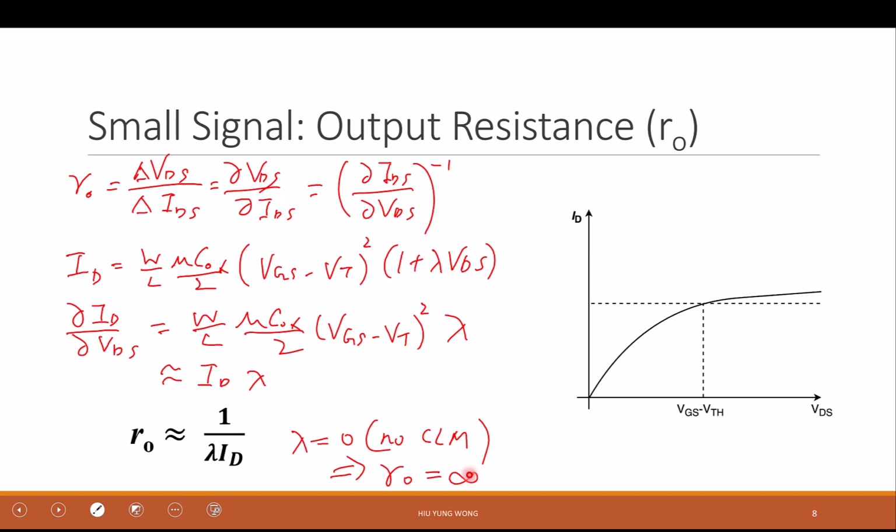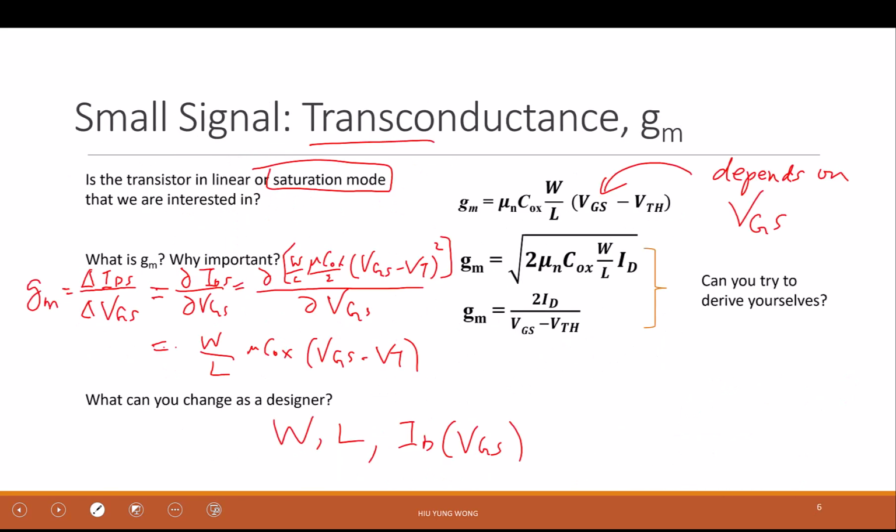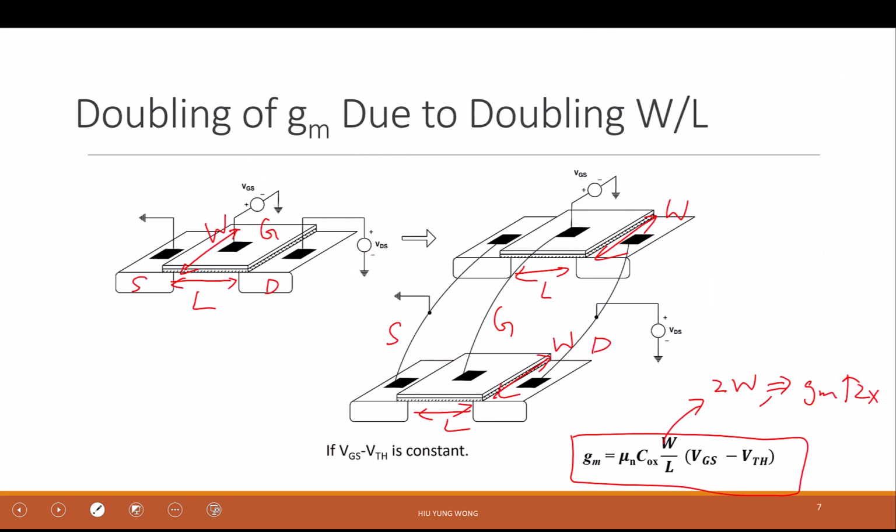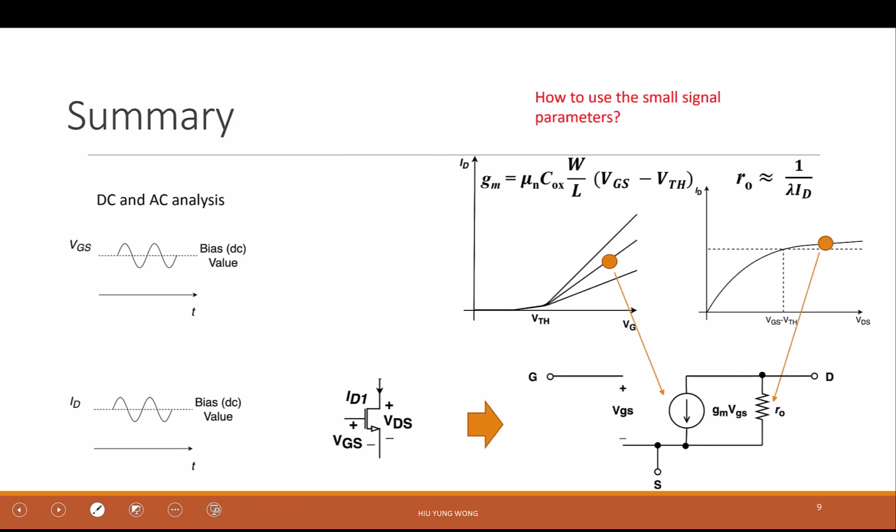So go back to, or if you have a question, let me know now. Otherwise, the point is that we extract two very important parameters. One is GM, one is R0. They are small signal, remember? Because they are partial IDS, partial VGS and partial VDS, partial IDS. Graphically, it is the slope or inverse of the slope of this thing. We use this tool and then we try to model the transistor. And that is the summary, right?